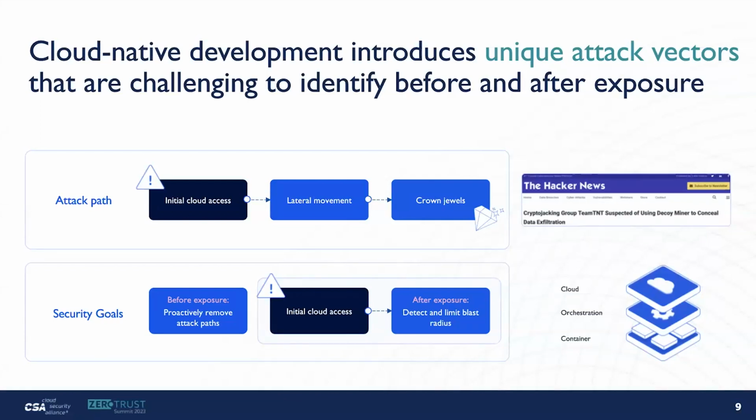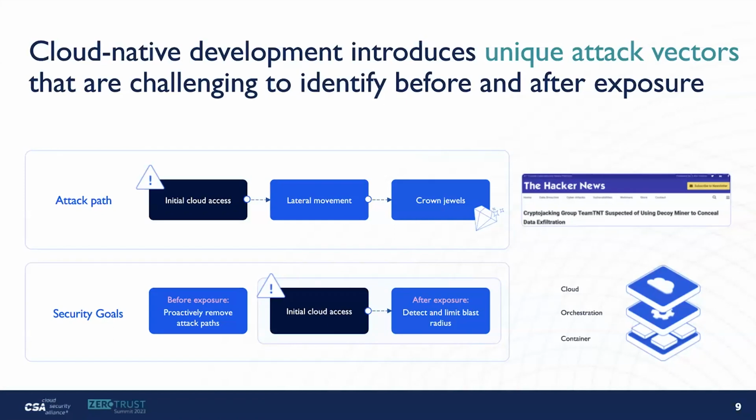Now, if we take a step back and think about high-level security goals here and what we could have done. Before exposure, our goal should be to proactively remove any and all attack paths. That's any public exposure, any overprivileged identities, any secrets that may be exposed. You want to, of course, clean up any vulnerabilities and malware that exist in our environment. But we have to be practical. We talked about agility earlier and how fast the cloud grows. So at some point in time, something may slip through the cracks.